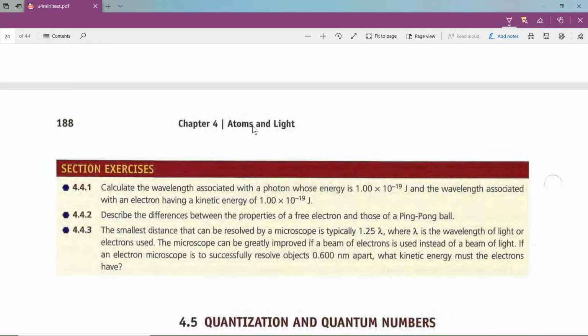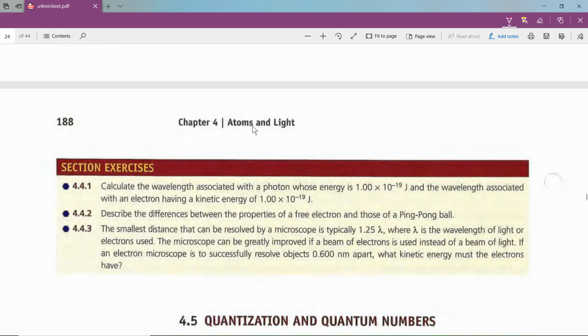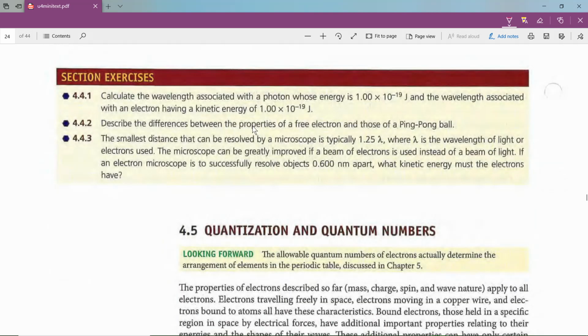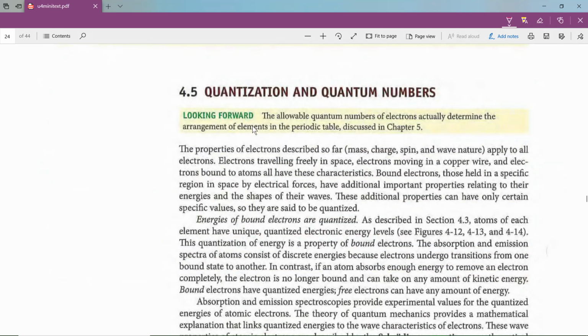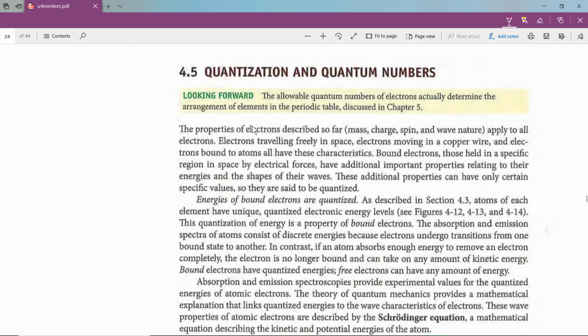And let's do that right now here. You can do the section exercises on your own. Okay, so we're going to get into the world now of quantum numbers and quantization. And here we go. Okay, so this is on page 188.